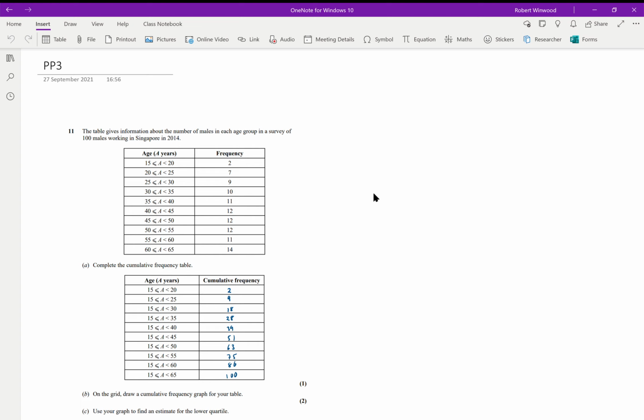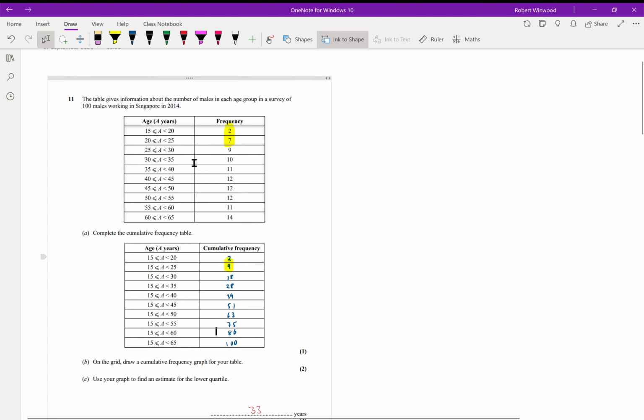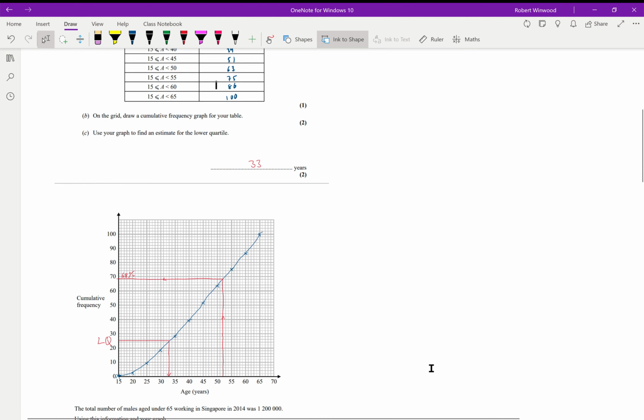Here are the answers for questions 11, 12 and 13 of practice paper 3. So question 11, cumulative frequency. Cumulative frequency is just a posh mathematical way of saying running total. So by the time I've included these two groups, the running total has gone up to 9, and so on. On your graph, draw your cumulative frequency.